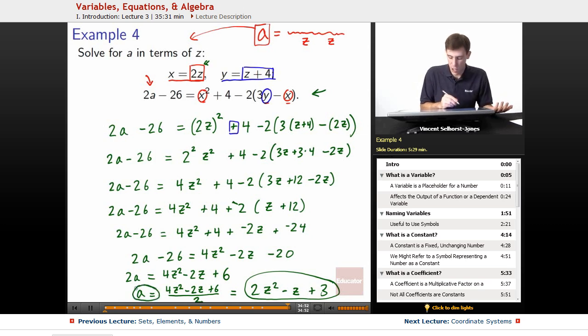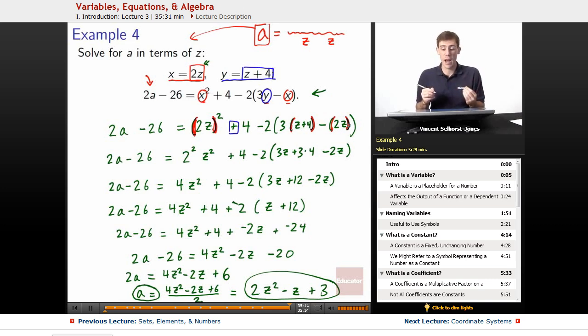A equals stuff just involving z. We've solved for a in terms of z. Great. I really want to point out the reason we were able to get that right is because we put parentheses when we substituted in. If we hadn't done that, we wouldn't have had our square go on to both the 2 and the z. We wouldn't have our 3 distribute to both the z and the plus 4.